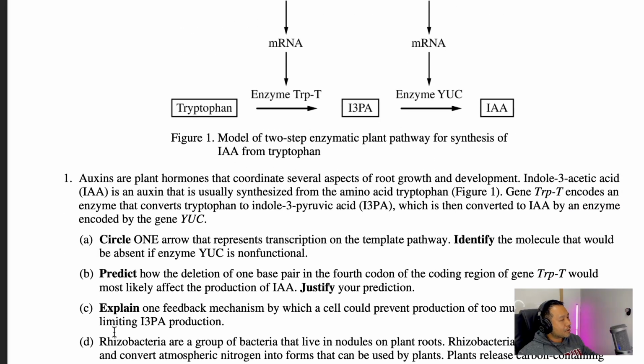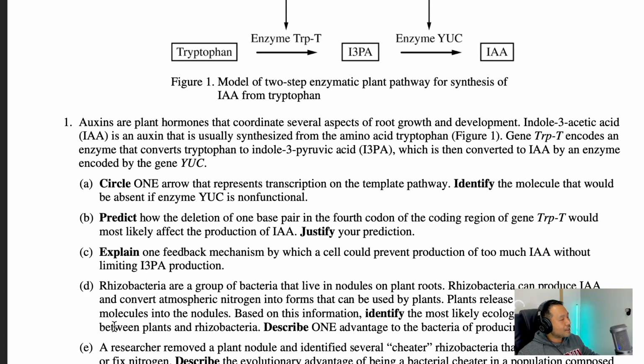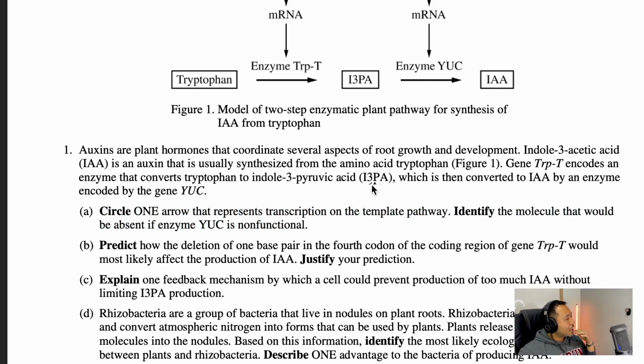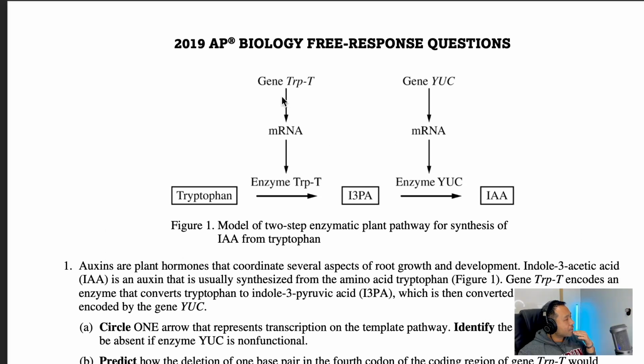And by the way, a lot of these questions are relatively easy. We do have one or two tricky components of these, A, B, C, D, E subsections. But the first one says, circle one arrow that represents transcription on the template pathway. We've already sort of talked about this, but when you have a gene that is then copied onto a messenger RNA template, that will be transcription.